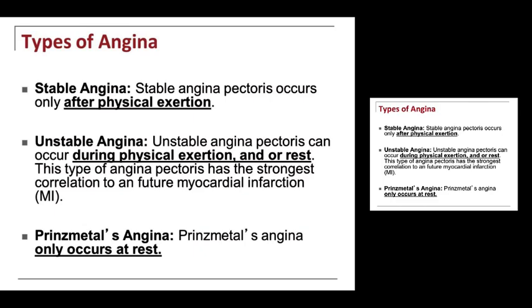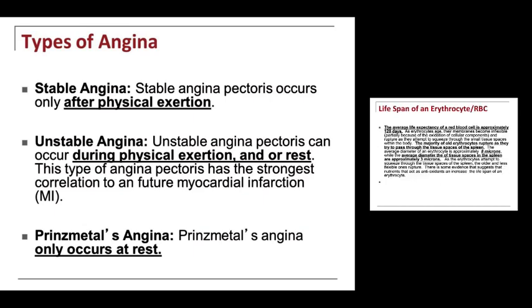Stable angina is the most predictable. It happens after physical exertion. That's when they experience the chest pain, because the heart is beating faster to pump blood to the muscles that need it. But if there's not enough oxygen, it cramps up, no different than a calf cramp that becomes so painful. Unstable angina pectoris can occur during physical exertion or at rest, and this one has the strongest correlation to future MIs, myocardial infarctions. Prinzmetal's angina only happens at rest, so you don't know when it's going to happen.